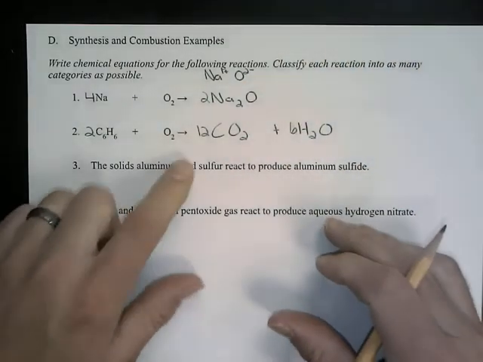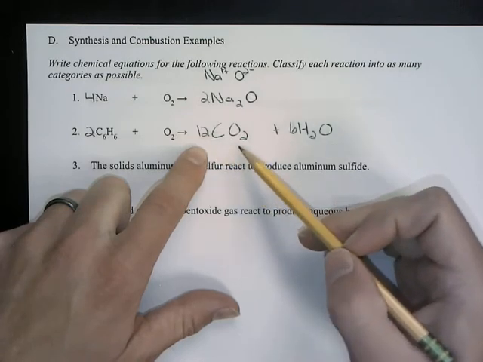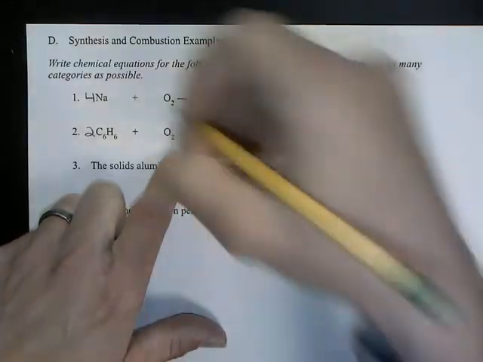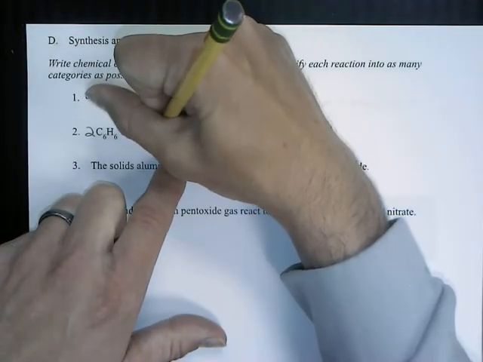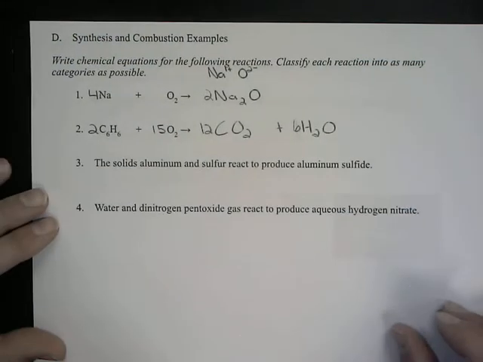So now, the only thing that we should have to balance is our oxygen. So we have 12 times 2, which is 24, plus 6 times 1. That's a total of 30. 15 times 2 gets us 30. So that's how we would balance our particular reaction here.